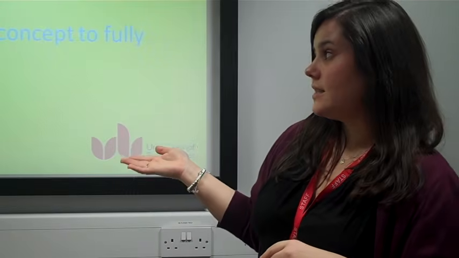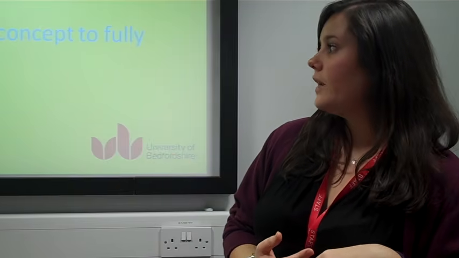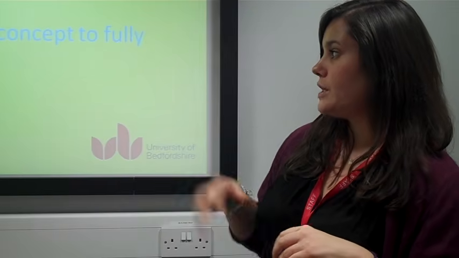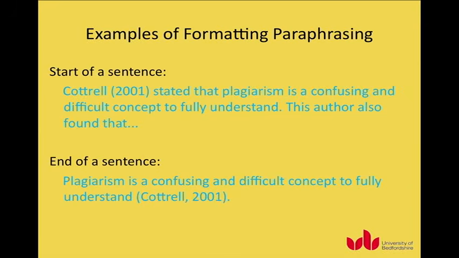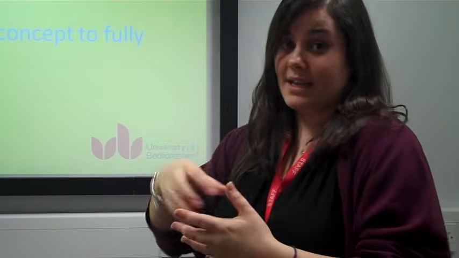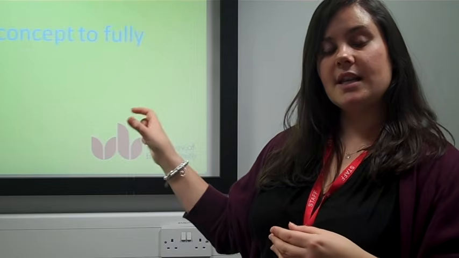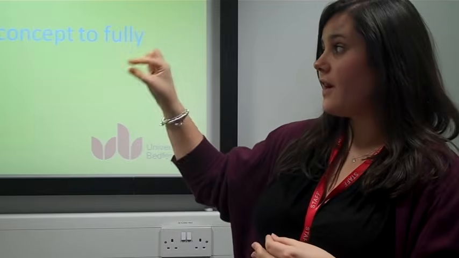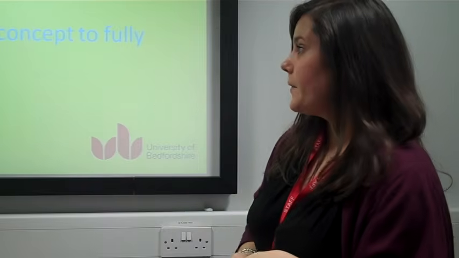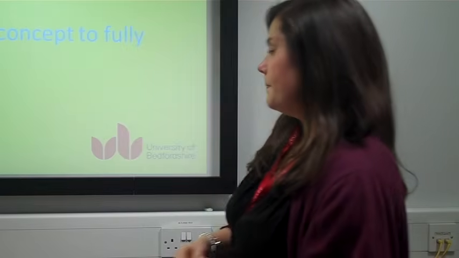At the end of a sentence, it would look like this. Plagiarism is a confusing and difficult concept to fully understand. Cottrell 2001. If you use a reference at the end of the sentence, it implies that you're only talking about this last sentence, okay? So if you've written a whole paragraph and it's come from Cottrell, it doesn't make that clear. Putting it at the end of the sentence implies you're only talking about this very last sentence. That's very important, and that's how accidental plagiarism can take place.